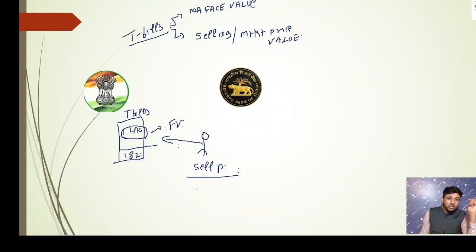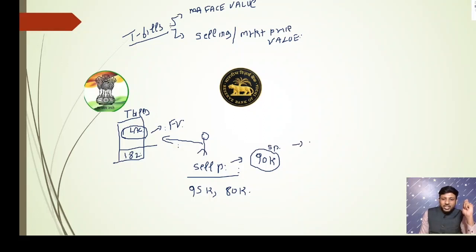Suppose if there is more demand, the price of this treasury bill may go to 95,000 or 96,000 also. If the demand is less, it can even be sold at 80,000. So we will consider here that the person is buying the treasury bill for 90,000. 90,000 is the selling price with which he is buying this treasury bill.